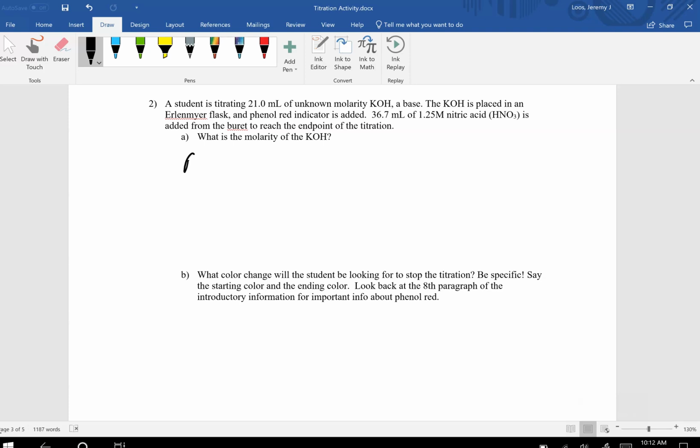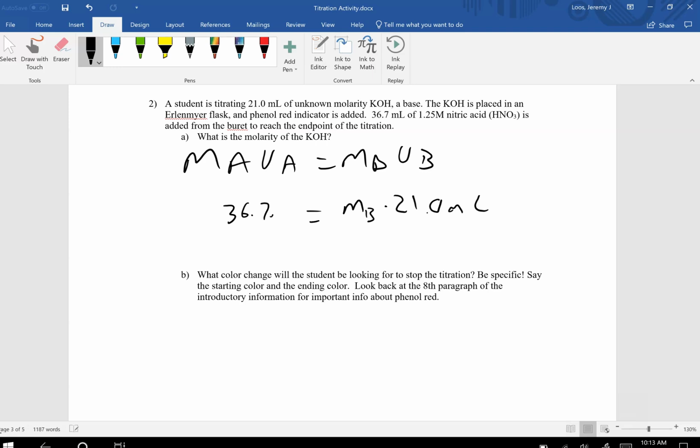So the indicator we're using is not going to affect this first part. So molarity of acid, volume of acid equals molarity of base, volume of base. Okay, so 21 milliliters of unknown molarity KOH. So that means this time the molarity of the base is what we're solving for. And we have 21 milliliters of it. And then, so that's the stuff in the flask. And then we have 36.7 of 1.25. So it tells me that the nitric acid is 1.25, and I have that volume of it.